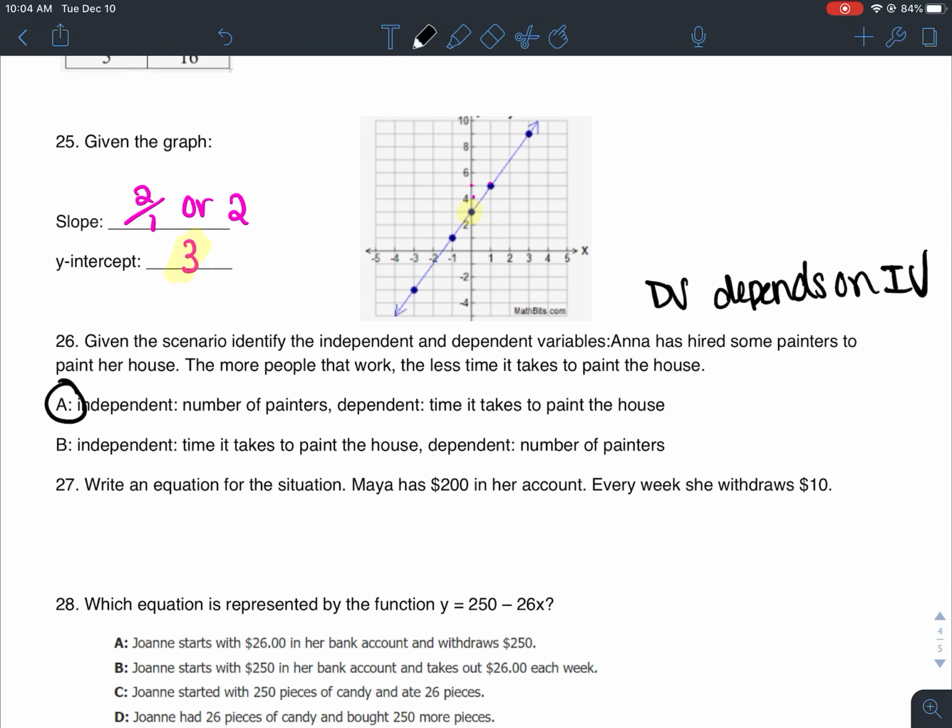All right, so we're going to write an equation. Maya has $200 in her account. Every week she withdraws, remember that means take out, $10. So that means the total amount in her account is equal to 200 minus $10 per week.